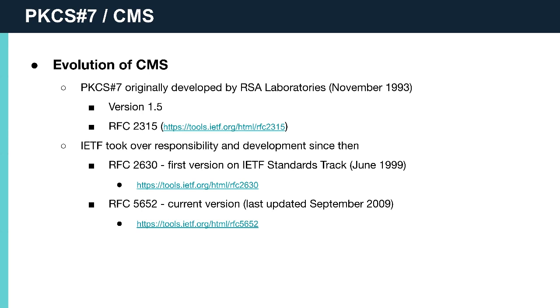If we look at the evolution of CMS, PKCS7 was the original version developed by RSA in 1993. Version 1.5 was the first version specified in RFC 2315. The IETF took over responsibility of PKCS7 and came out with RFC 2630 in 1999. And then that was updated to RFC 5652 in 2009.